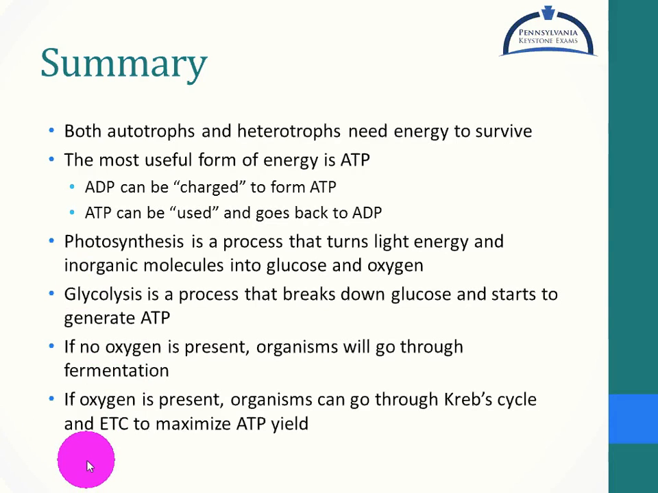However, if oxygen is present, those organisms can go through the Krebs cycle and the electron transport chain to maximize their ATP yield. In this bottom process, you get about 36 to 38 ATP. With just glycolysis and fermentation, you only get 2. So we're looking at an 18 times yield. It is much bigger and much better for a large organism such as us to go through this process. We would not survive on glycolysis alone.